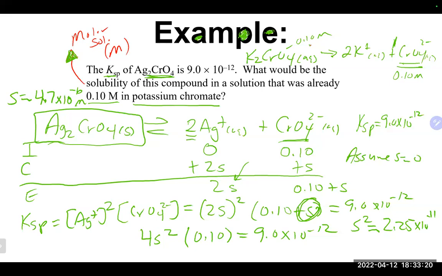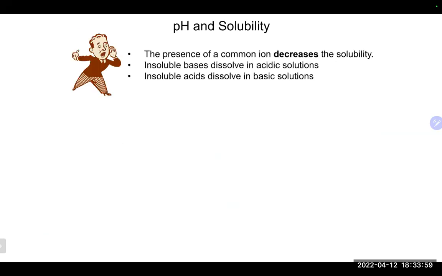We could check our assumption, again, taking that and dividing it by 0.1, times it by 100. And again, you should be okay in this particular case. If we wanted grams per liter, we would use the molar mass, obviously, of this silver chromate to figure out how many grams per liter that would be. Any questions on that calculation there? Questions on common ion calculations involving solubility? The overwhelming thing that happens is it basically decreases the solubility of that salt. Any questions on that? Okay, so that is obviously one thing that really does affect the solubility of a compound.